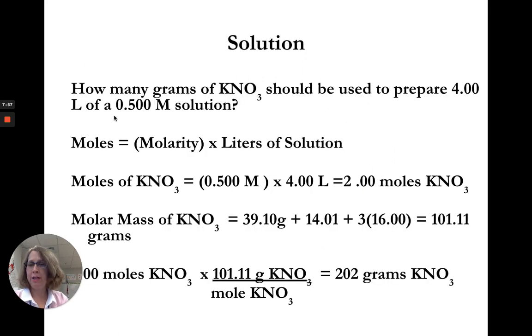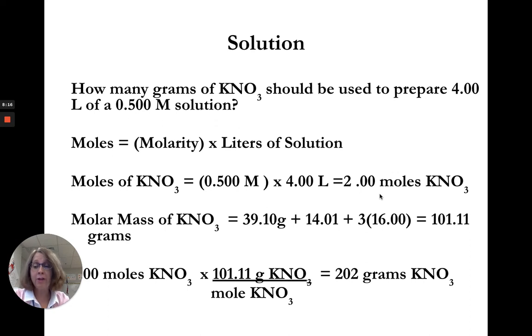Okay, so here's the solution. How many grams of potassium nitrate should be used to prepare 4 liters of a 0.5 molar solution? So we're going to use moles equals molarity times liters of solution. Moles of potassium nitrate, 0.5 molar, that's what we have. 4 liters, that would be 2 moles of potassium nitrate.